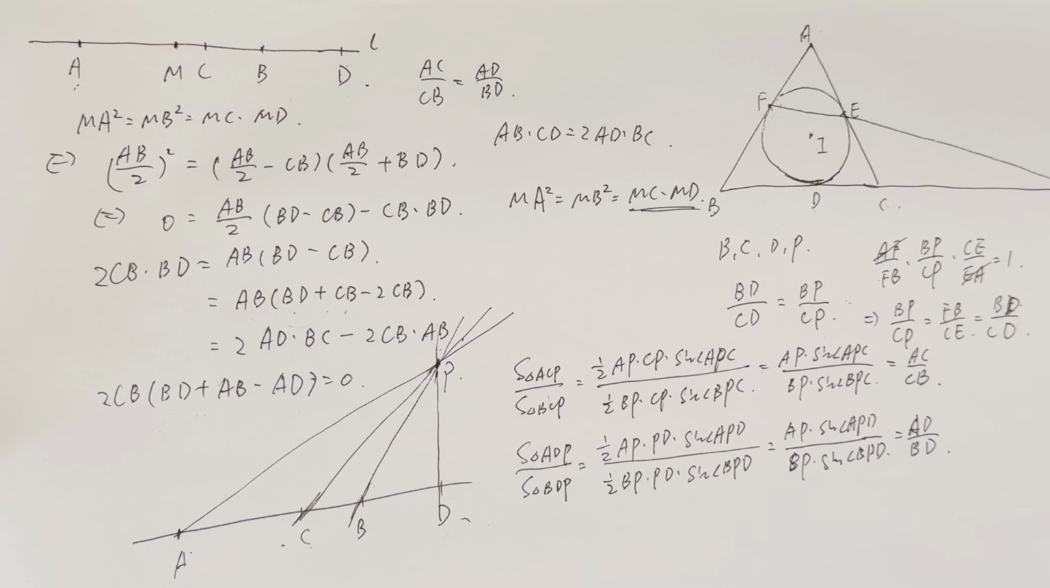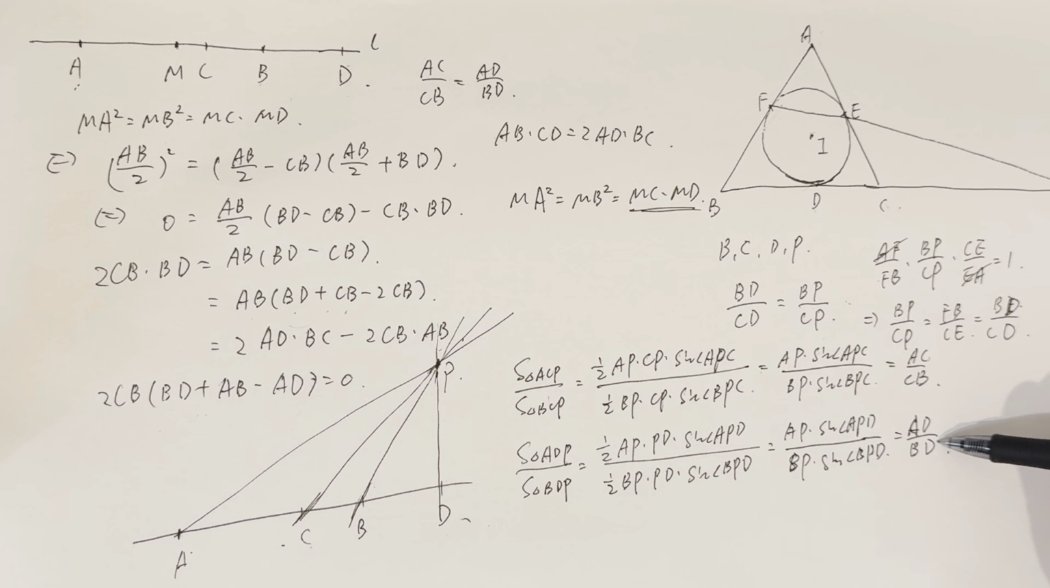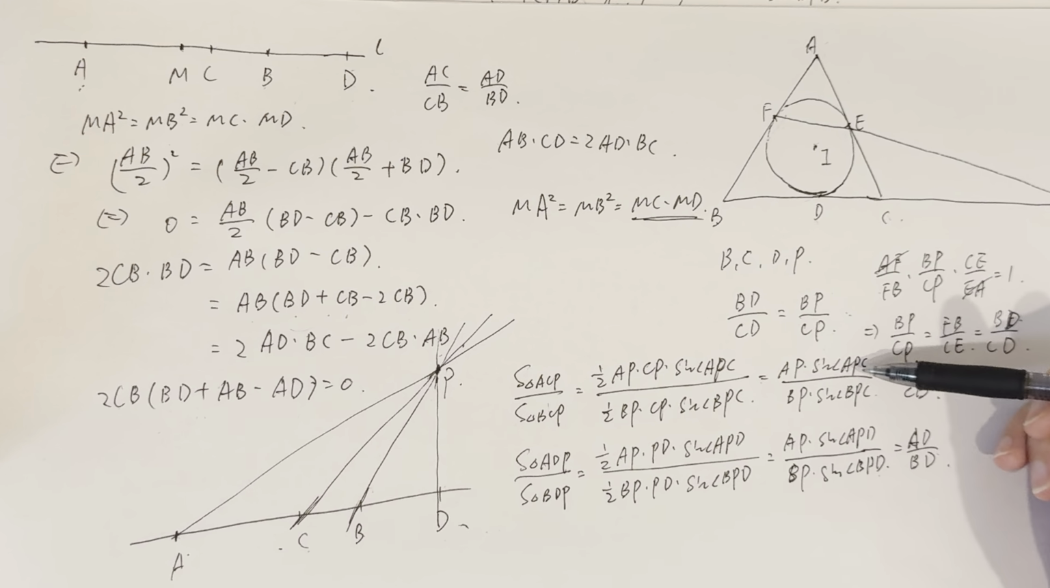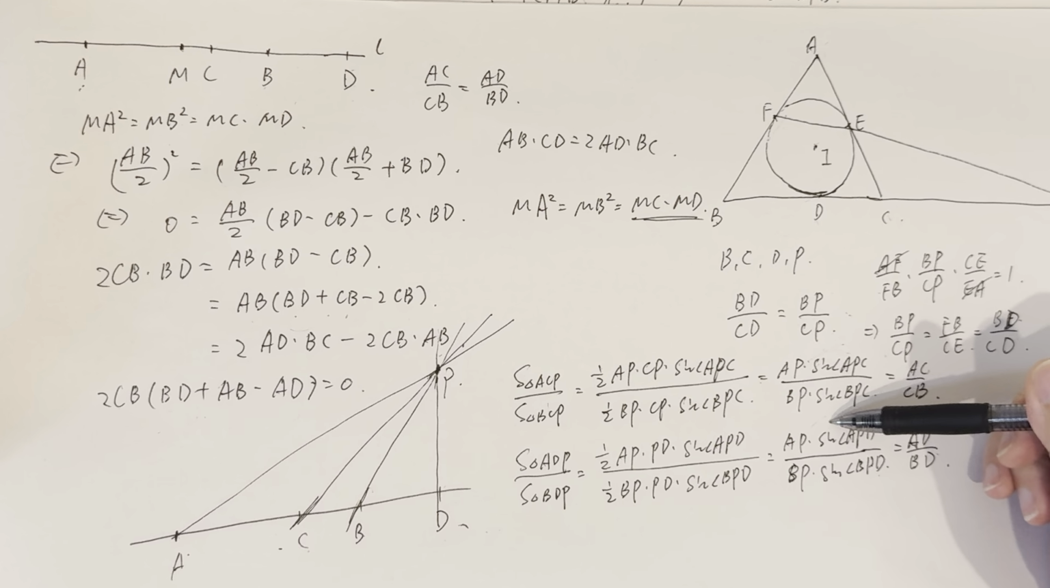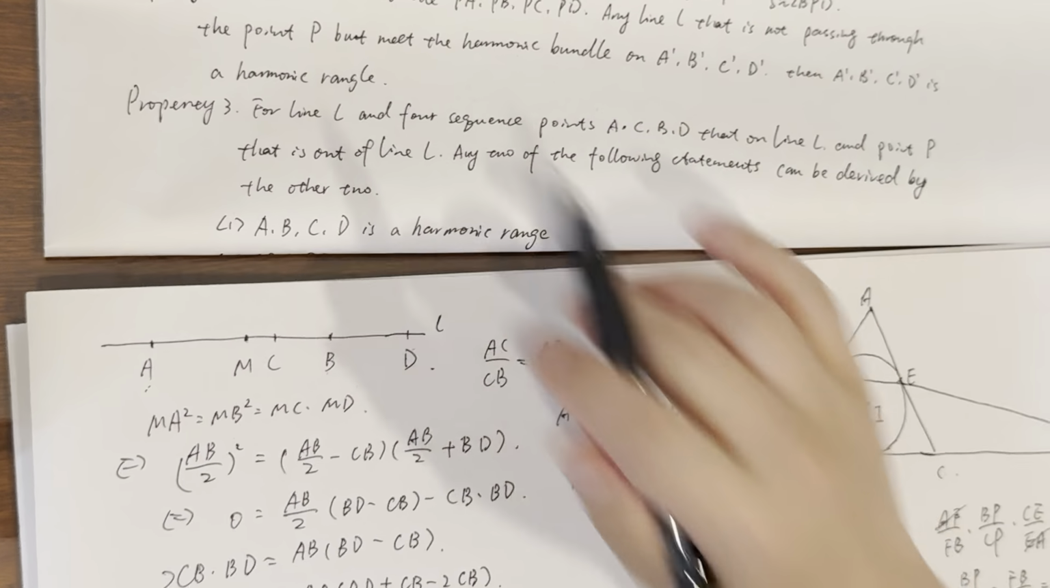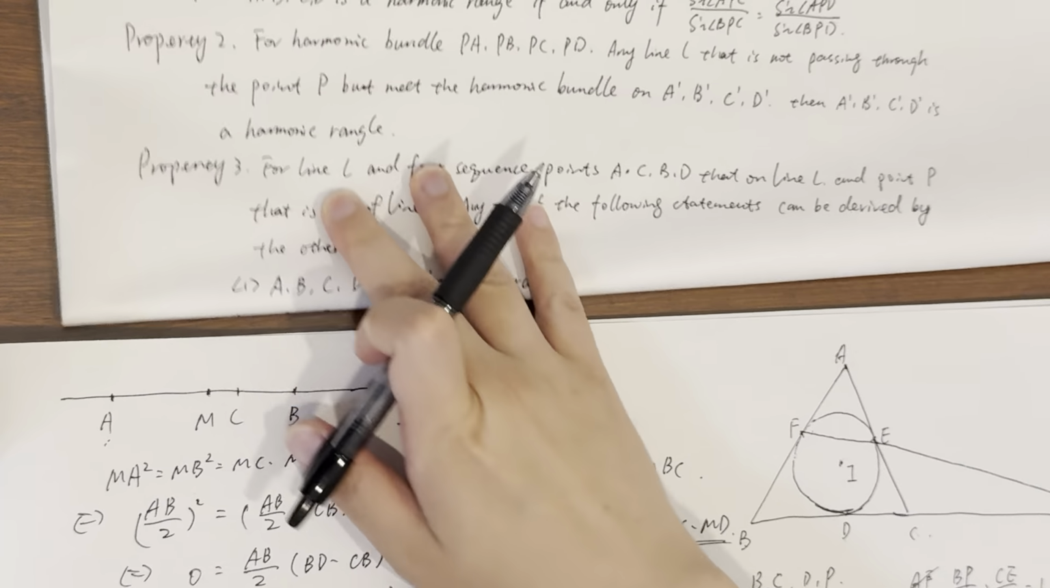So for ACBD to be a harmonic range, we need this one to equal this one, right? That means sine angle APC to sine angle BPC equals sine angle APD to sine angle BPD, right? Because this part cancels. For the reverse condition, if this part equals this part, that means AC to CB equals AD to BD, which means ACBD is a harmonic range. Okay. That's property 1.